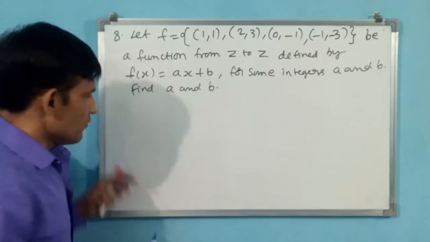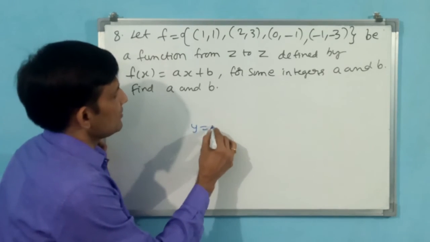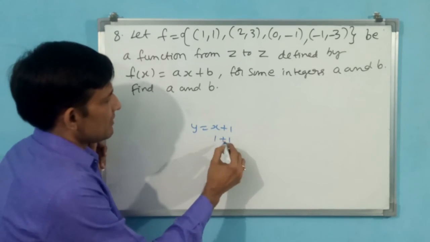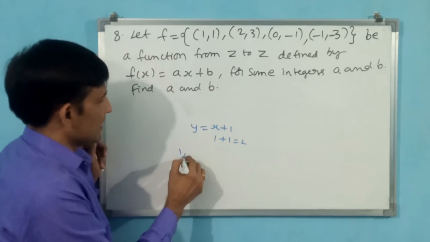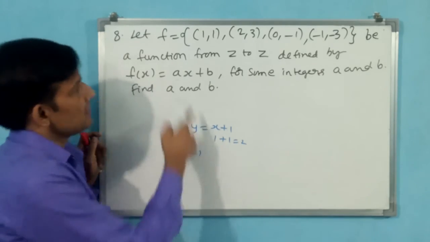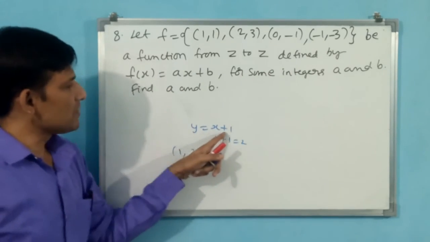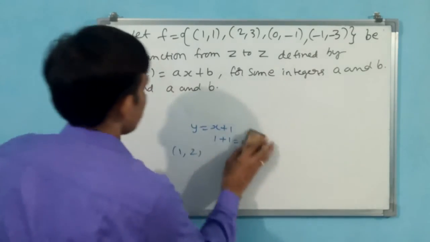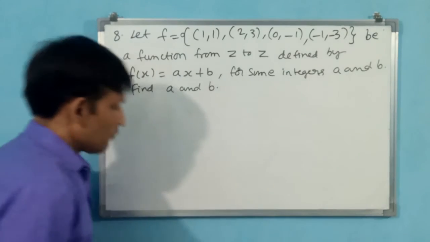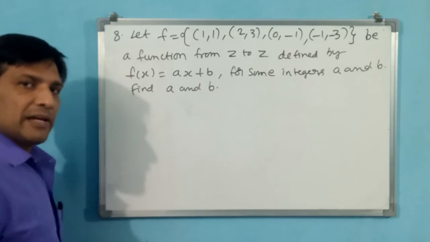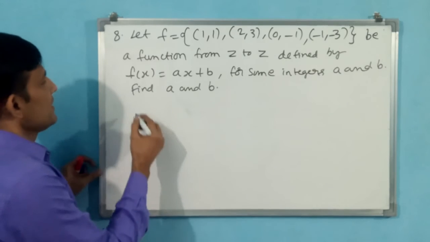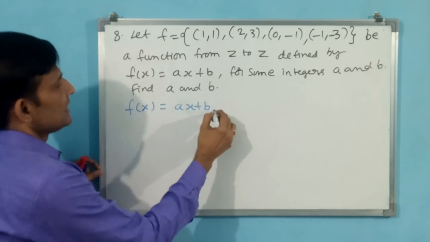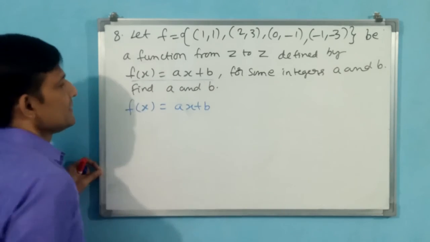Now we came to know that when y is equal to x plus 1, automatically when you give x as 1, 1 plus 1, 2 will come. That means x is 1, y is 2. Like that we will write. Same thing here also. But rather than y is equal to x plus 1, we have to take ax plus b. Then we can find a and b values also. Let us see how we have to write. First write f of x is equal to ax plus b.